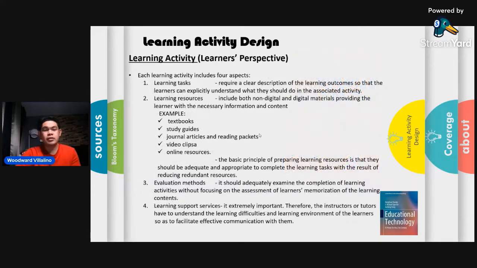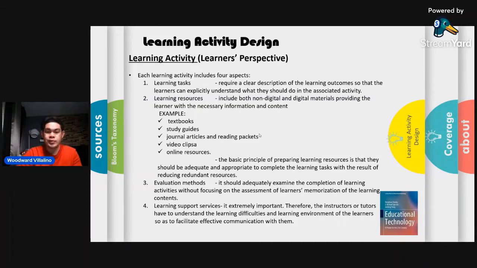So moving on. This is according to the learner's perspective as well. We're done with the teacher's perspective and now the learner's perspective. Each learning activity includes four aspects. We have number one, the learning task, the learning resources, the evaluation methods, and learning supportive services. Okay. So, number one, learning task.